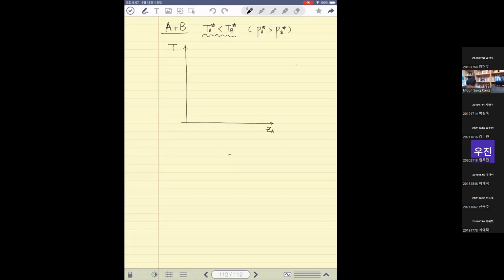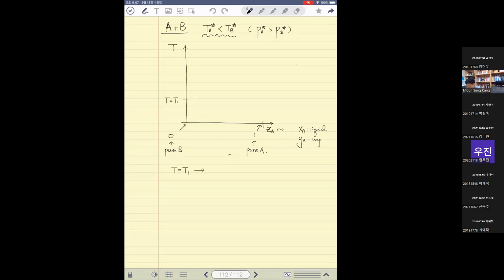I'm going to use x to describe the liquid composition, and I'm going to use y to describe the vapor composition, right? And if ZA is equal to 0, I mean that I have pure B. And if ZA is equal to 1, I mean that I have pure A, right? And let's say at T equal T1. So let's say this is T equal to T1.